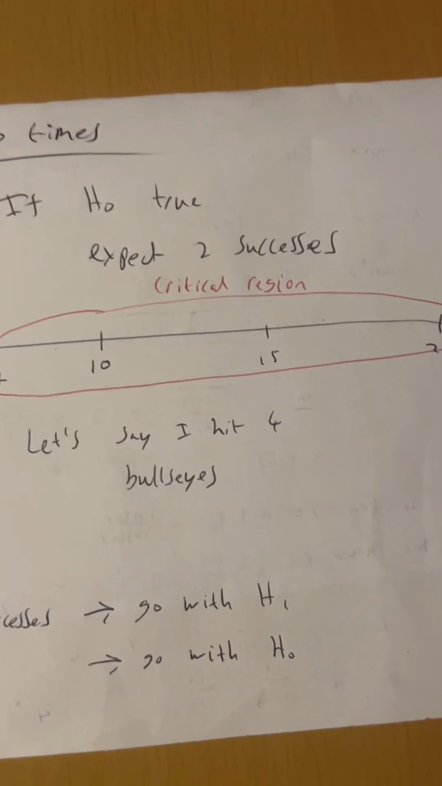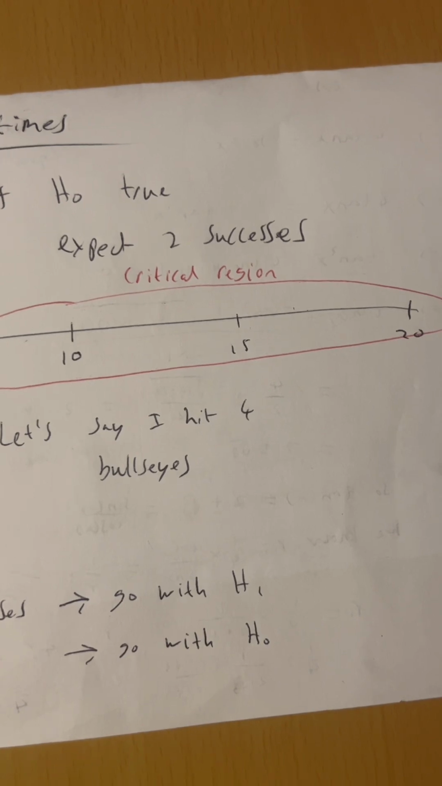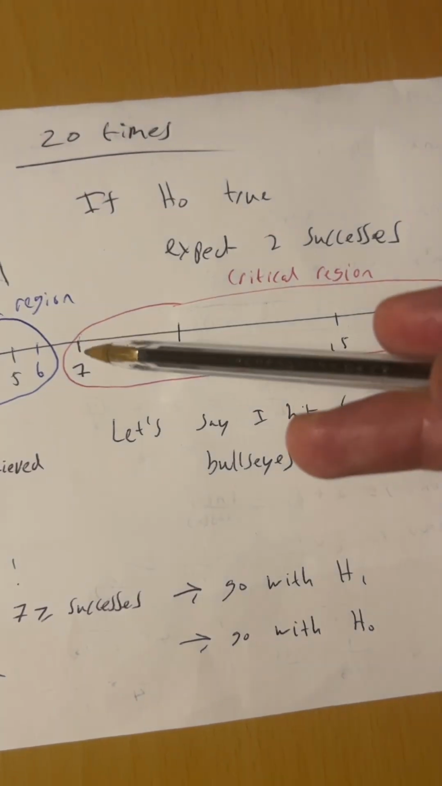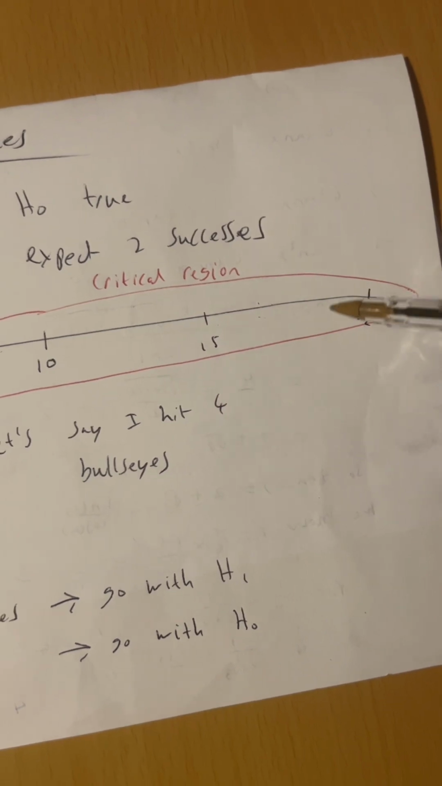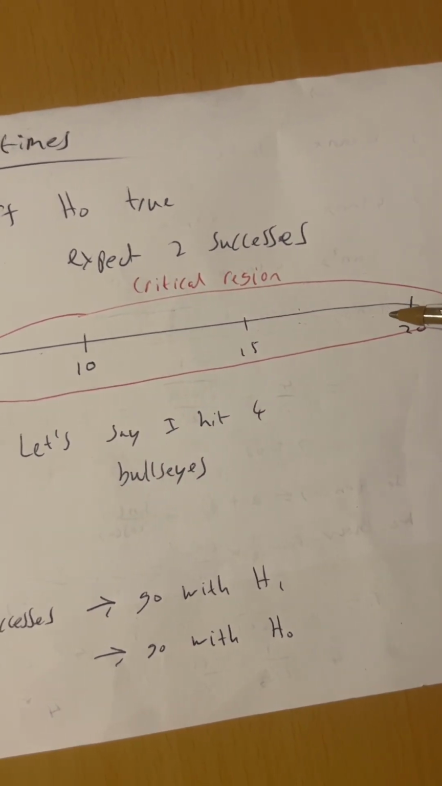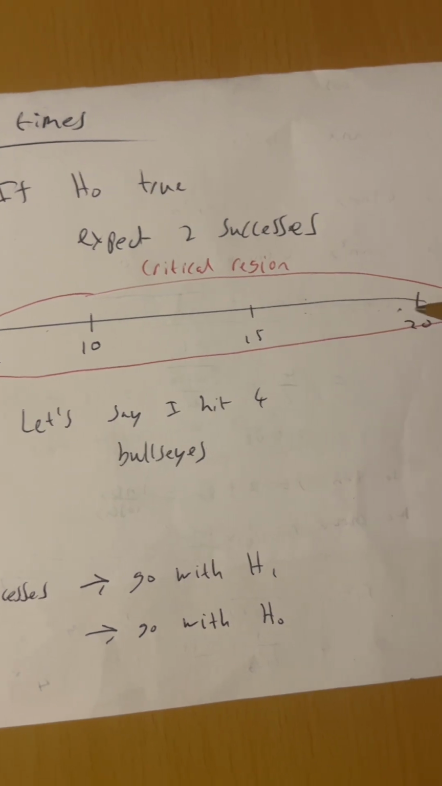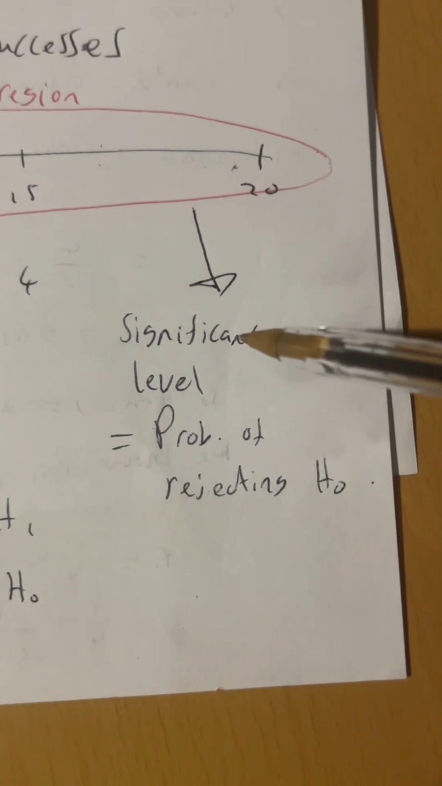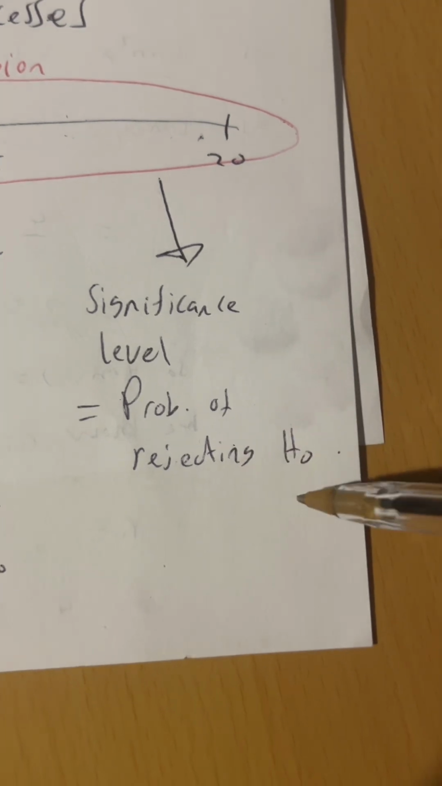Now let's talk about another key term that you need to be aware of. So again, the critical region, the set of numbers in this case where we reject H0. Another term you'll see is the significance level. And the term significance level just means the probability of rejecting H0.